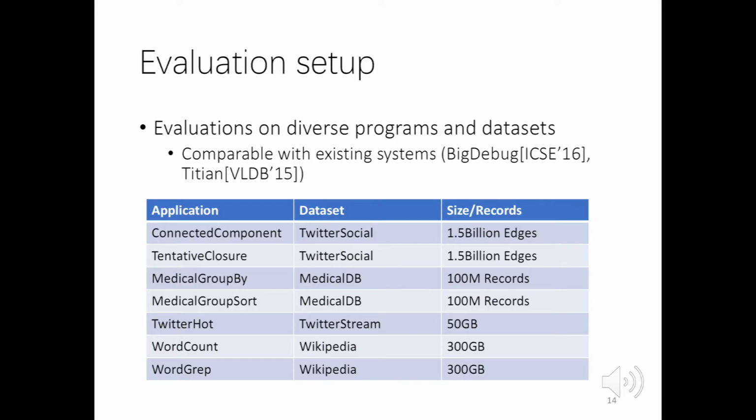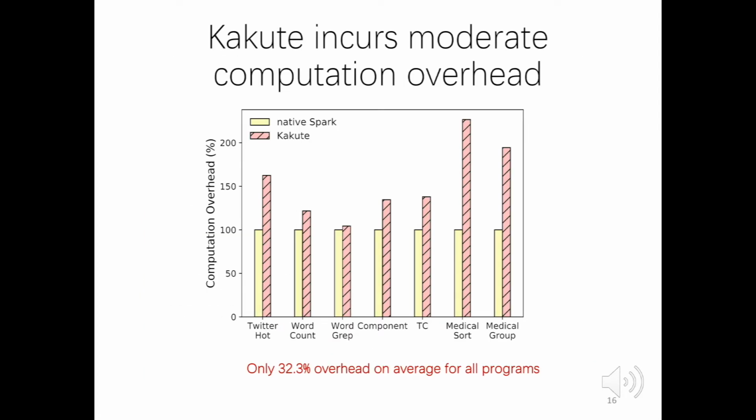Our evaluation is done on diverse programs, including computation-intensive programs and network-intensive programs. For datasets, we use practical graph datasets such as the Twitter social network with up to billions of edges. For text processing, we use the Wikipedia dataset, which is up to 300 gigabytes. All the datasets are comparable with relevant systems such as BigDebug and Titian.